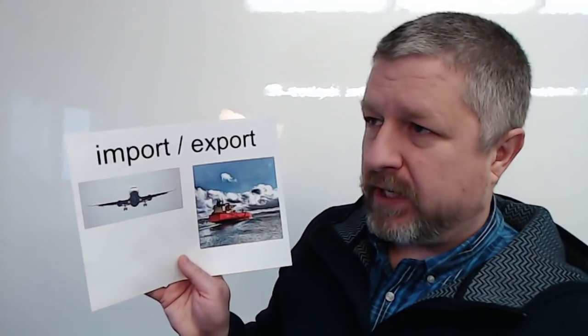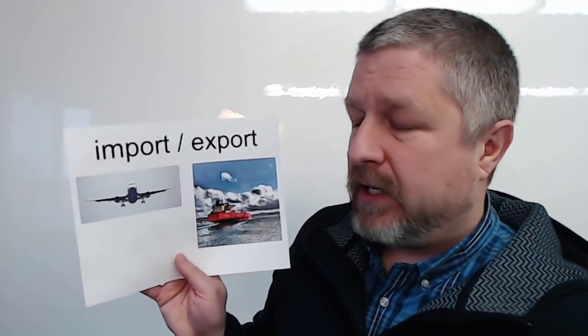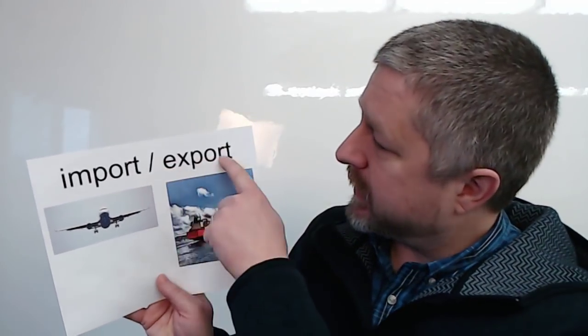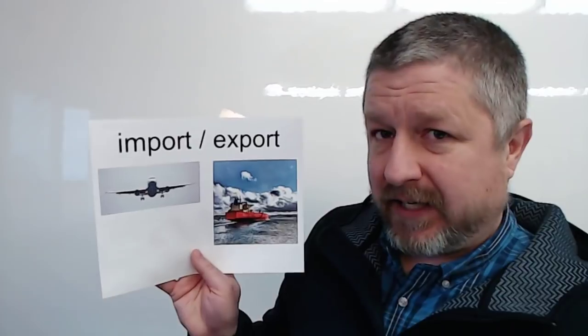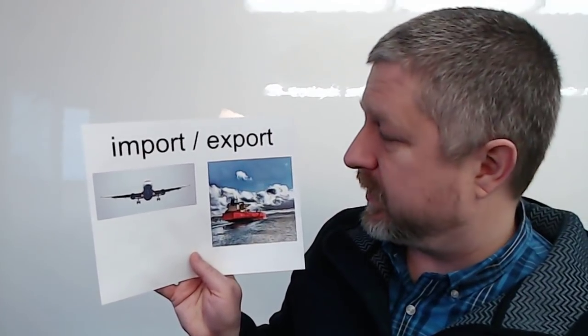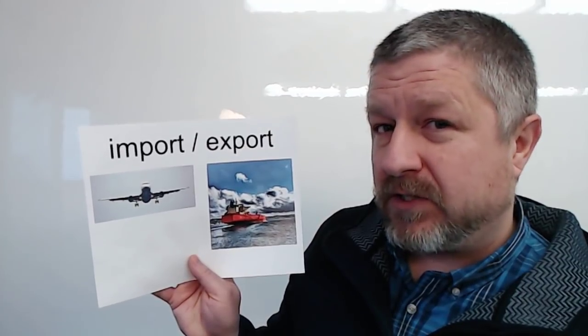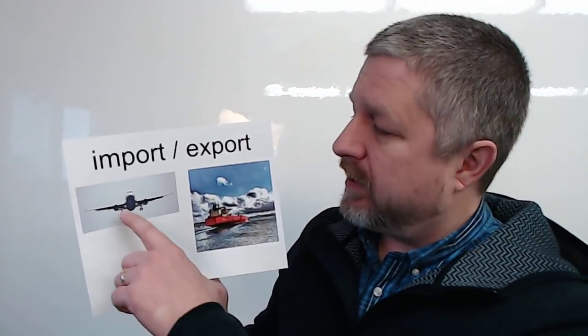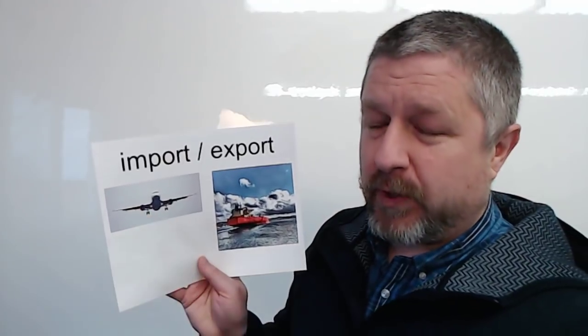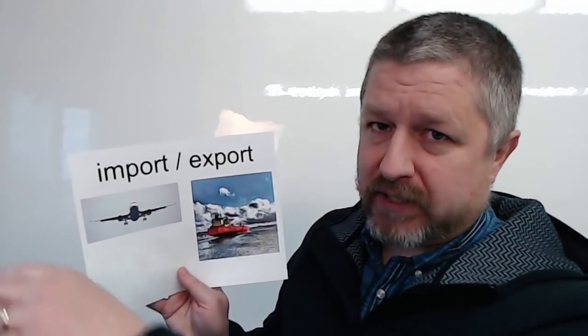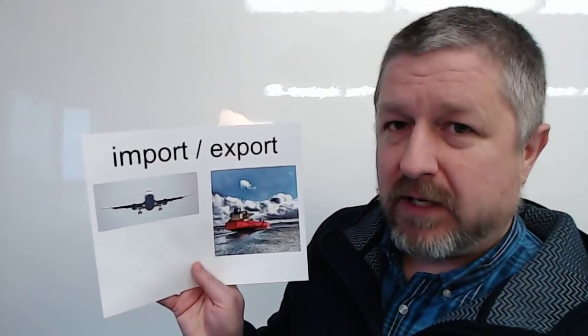So when you import, it means that your country buys products from another country. When you export, you can see this boat is sailing away. So when you export, it means that you are selling things to another country. For instance, Canada exports a lot of wheat to the rest of the world. So we import a lot of electronics, so we buy a lot of electronics from other countries, and we export a lot of wheat. That means we sell a lot of wheat to other countries.